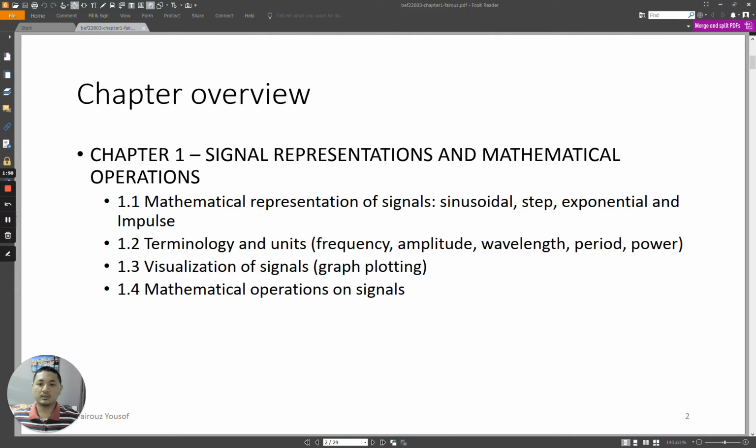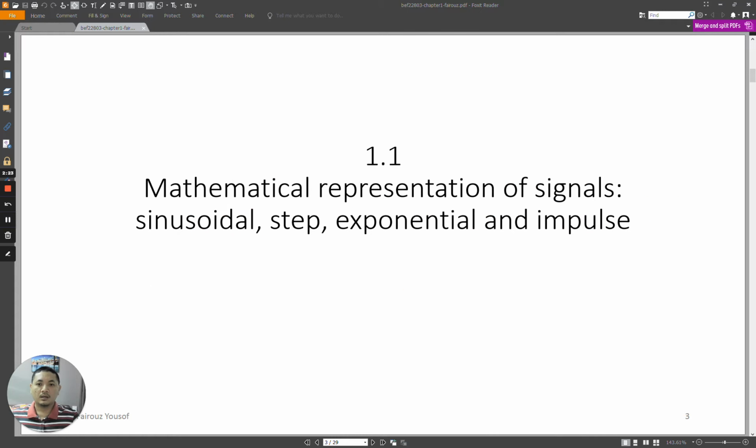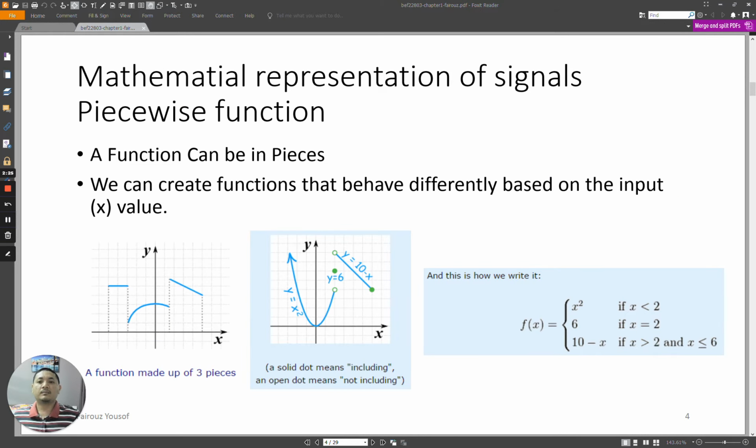Next we will go to graph plotting, which is where we will learn how to plot this graph. All right, and then we will do mathematical operation on some of these signals. If signal A is multiplied with signal B, what is the result? Signal A plus signal B, what is the result? So we will need to learn this in chapter 1. Okay, mathematical representation of signals, piecewise function.